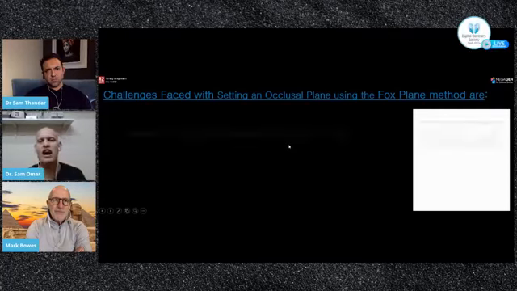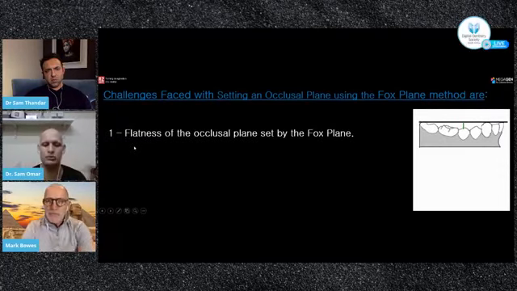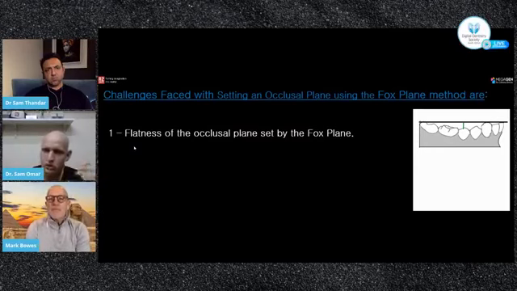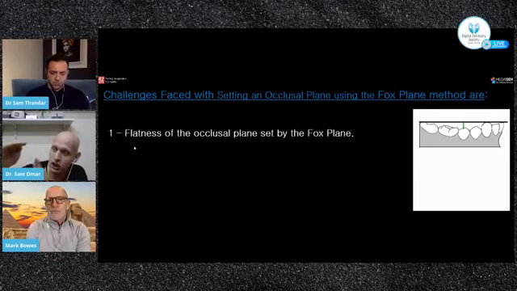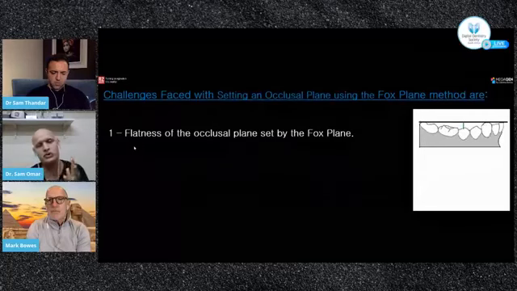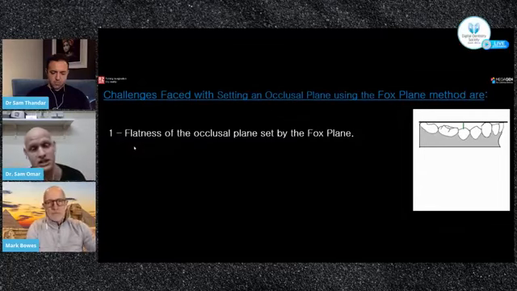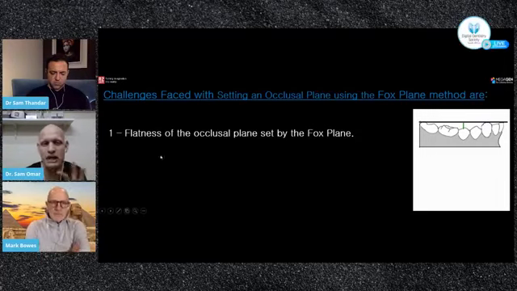Number one, the Fox plane method gives you a flat occlusal plane. And we all know that occlusal planes are not flat. We have the curve of Spee, the curve of Wilson. And in order for us to actually compensate for this, when we set the teeth, we set them in a way so they're not flat, which means that the operator or the dental technician, or if you like to do your own setting, you need to know which teeth are actually on the occlusal plane, which teeth are below the occlusal plane. It's really, really important for you to understand this information so you can set a proper occlusal plane. And it's really dependent on the operator. So that's a little bit of a problem for me.